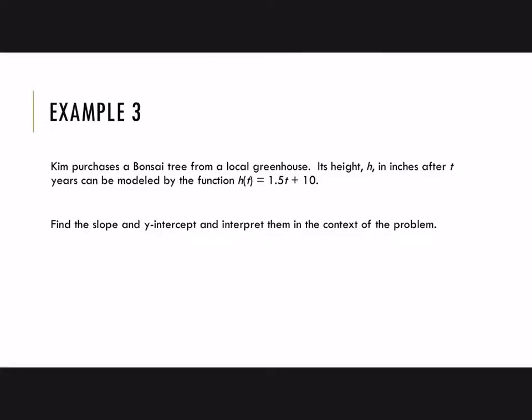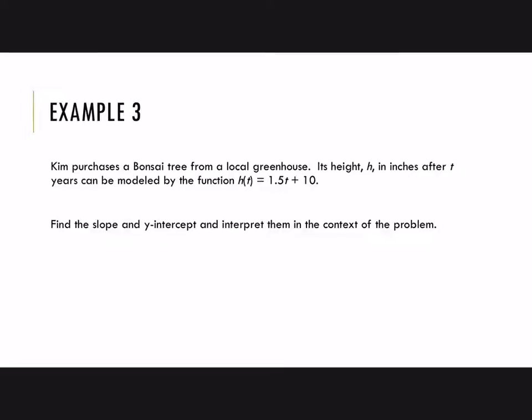All right, here's a third example. Kim purchases a bonsai tree from a local greenhouse. Its height, h, in inches after t years can be modeled by the function h of t equals 1.5t plus 10. Find the slope and y-intercept and interpret them in the context of the problem.